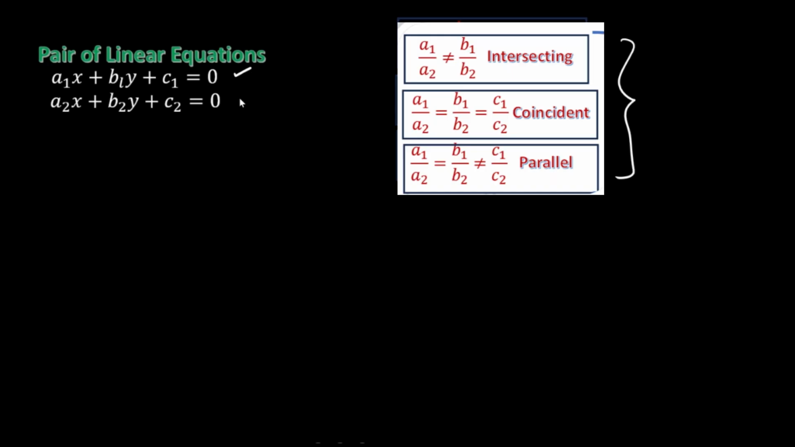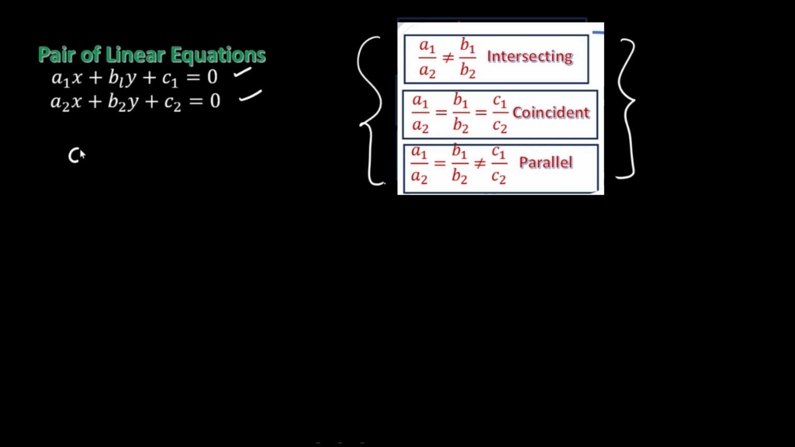Two pair of linear equations, of the form a1x plus b1y plus c1 equal to 0 and a2x plus b2y plus c2 equal to 0. We know these conditions, right? So we will prove now why it is true, okay? So I'm rewriting this form into the y is equal to mx plus c form, okay?